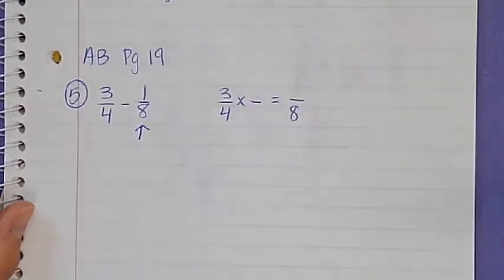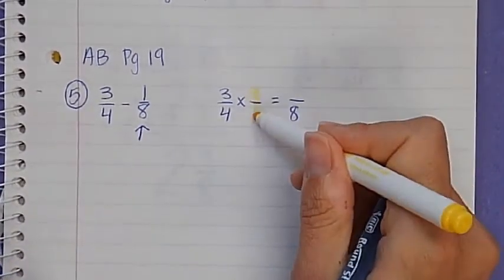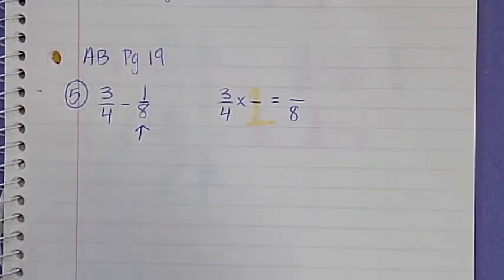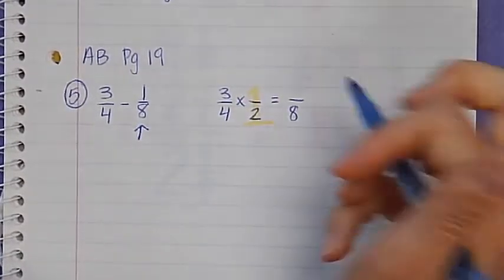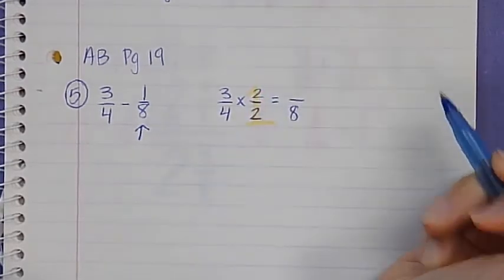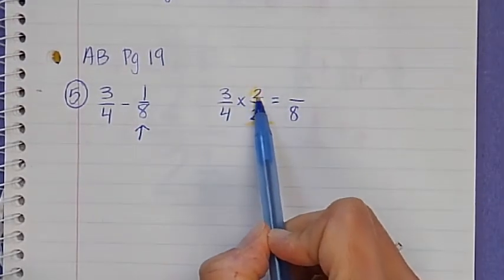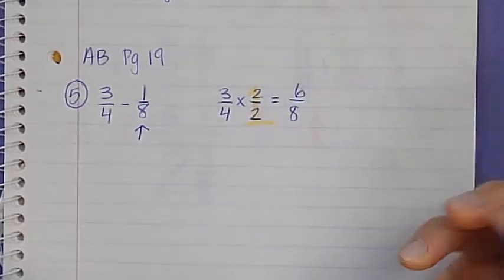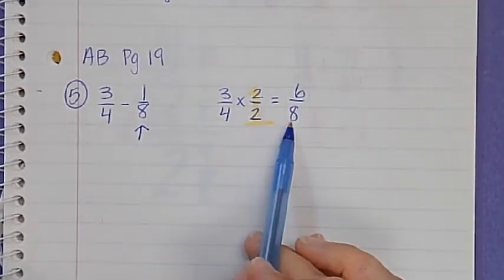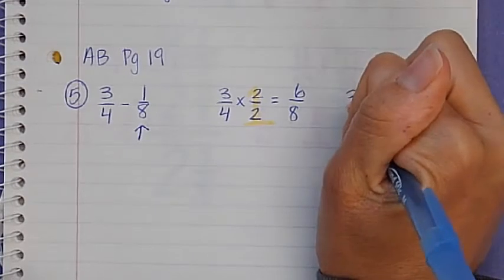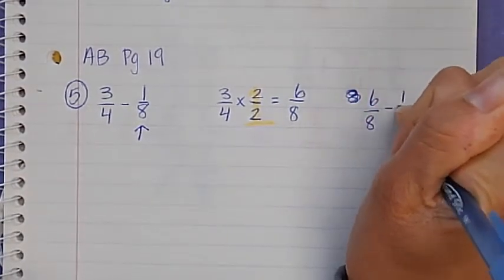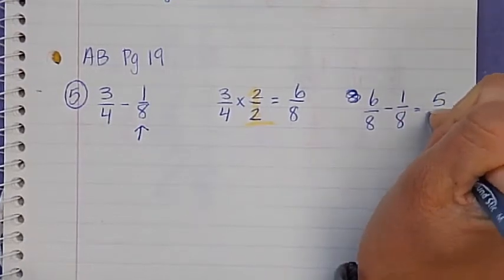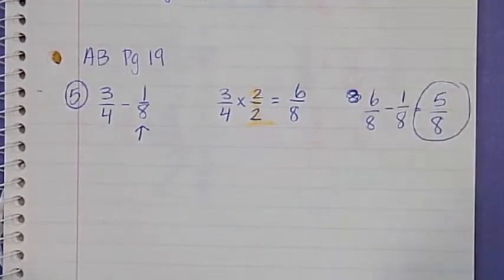I multiply by a fraction equal to 1 so that I do not change the value. 4 times 2 is 8. What I do to the denominator, I must do to the numerator. I multiply it by 2. So 3 times 2 is 6. So I know that 3/4 is equivalent to 6/8. I can now do the problem. 6/8 minus 1/8 equals 5/8. That is my answer for number 5.